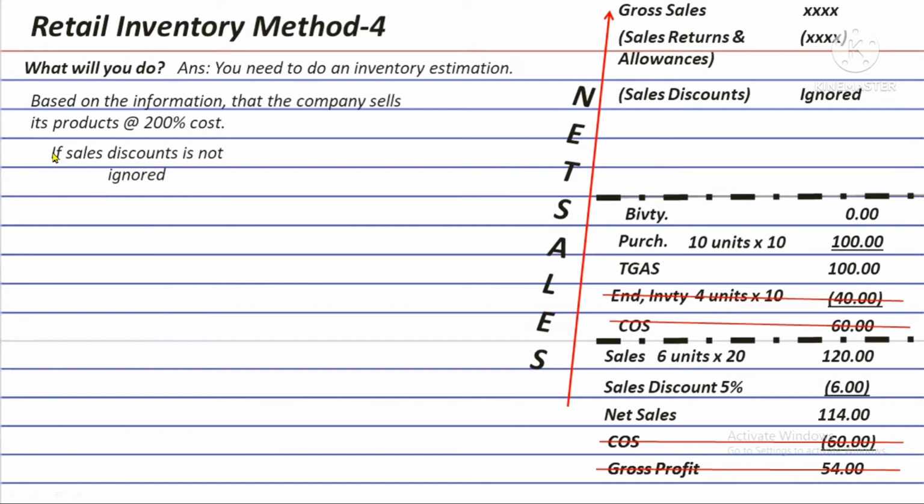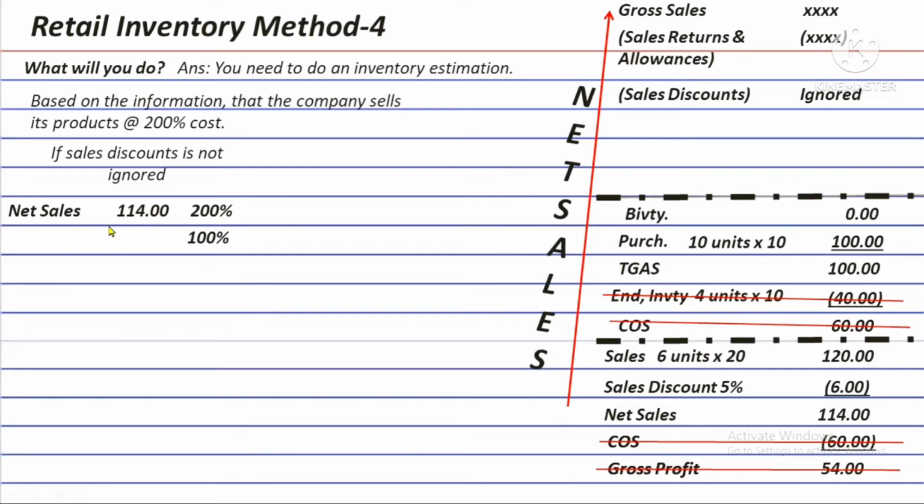Under the assumption that sales discounts are considered or deducted, or not ignored, we will not ignore the sales discount. If that's the case, we will use the net sales of 114 as if we already deducted the sales discount. Now, let's use this information. If we use this, then we can conclude that the cost of sales is 100% and the sales is 200%, or the cost of sales is half of what the sales is.